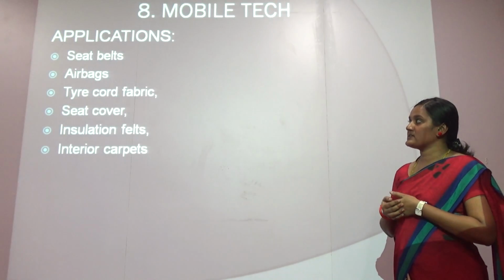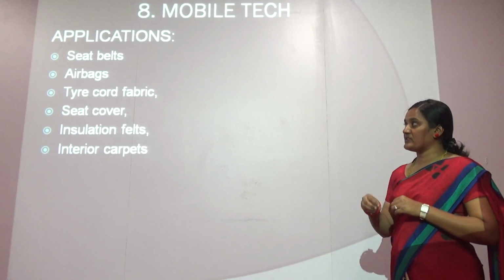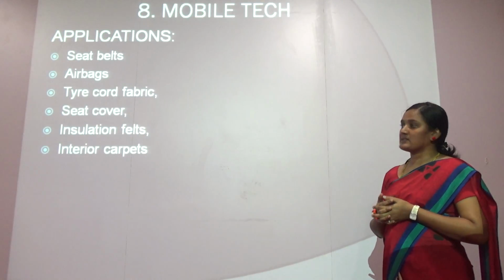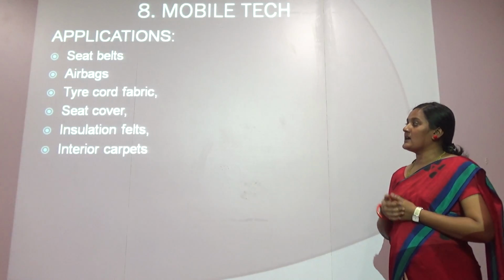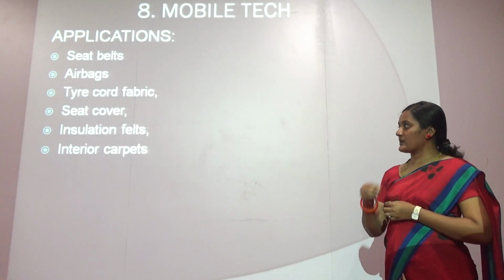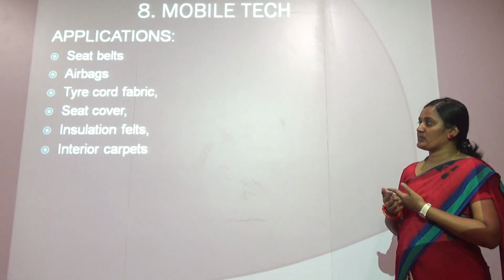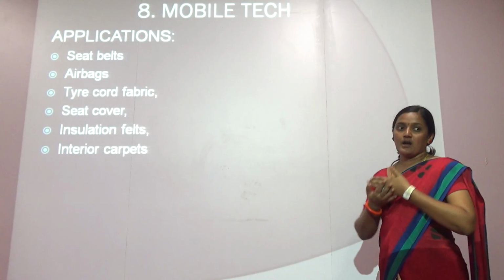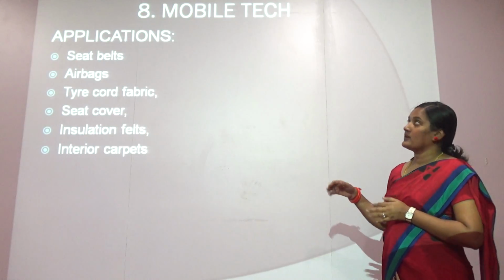And tire cord is the tire tube which has been incorporated in the tires. And seat covers, as we all know, in all our automobiles. Insulation fills, which are incorporated in the air conditioner vents of the cars. And interior carpet is nothing but, in higher end model automobiles, interior carpets have been applied. Next one.